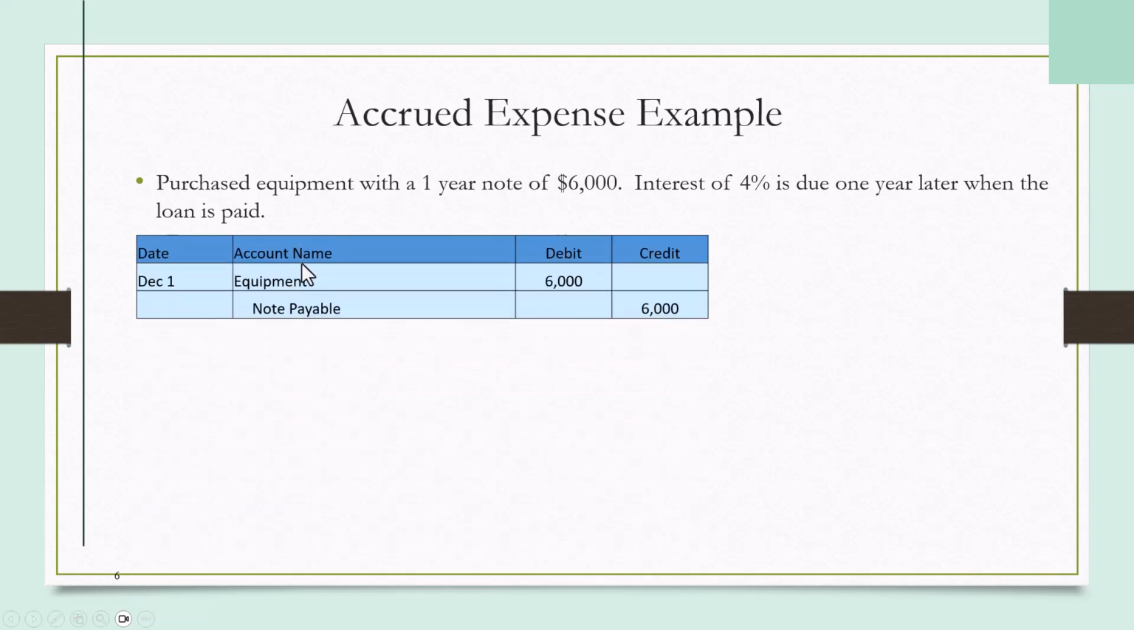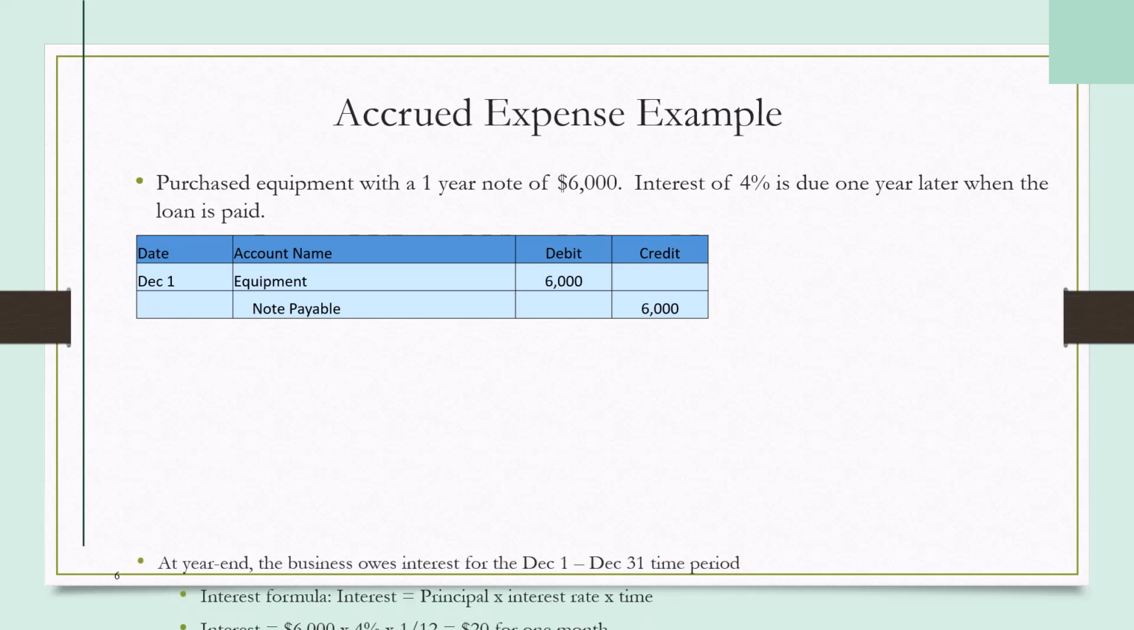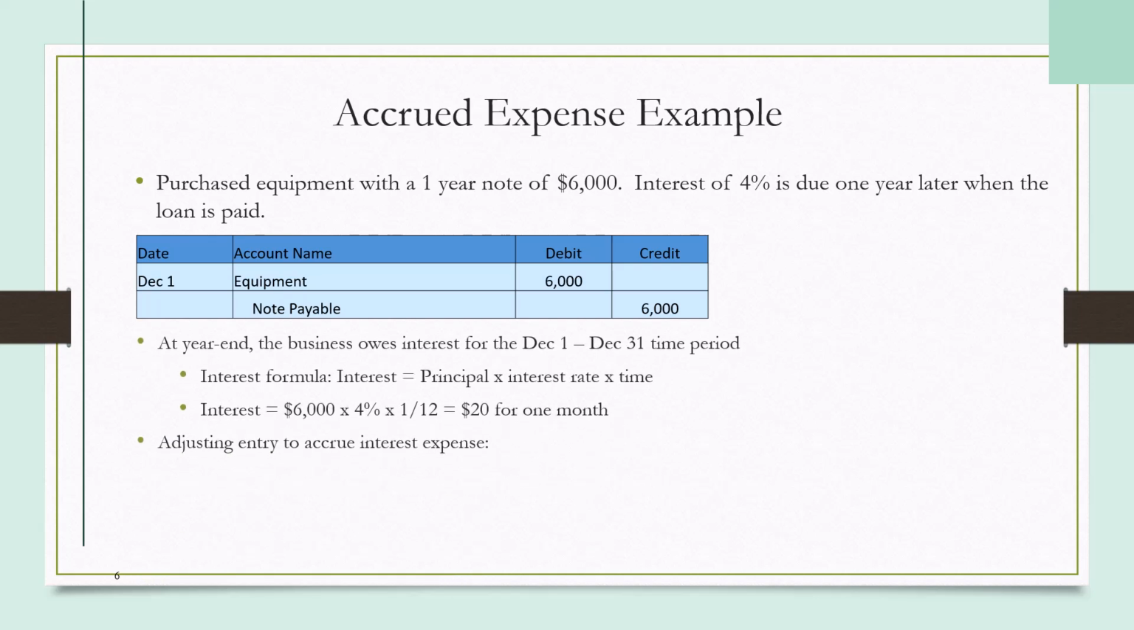So first you would have a journal entry for the purchase, which would be a debit to equipment, credit to note payable. And that was on December 1st. Well, if they have year end on December 31st, they owe interest at that point. If they borrow money, they might not have to pay that interest till next year, but they owe the interest up to this point. In other words, they owe interest for the December 1st through the December 31st time period, because you technically owe interest every day that it's outstanding.